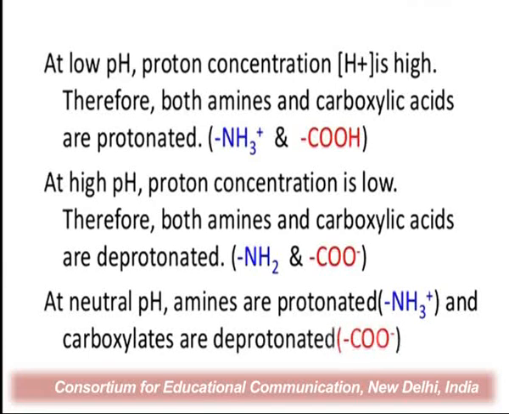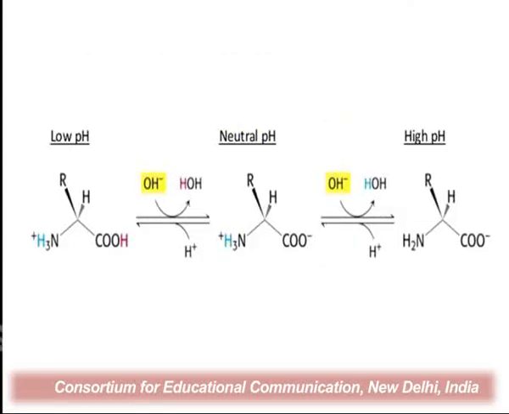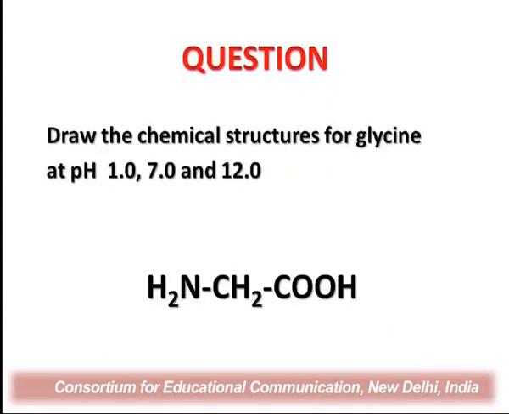At neutral pH, the amine will be protonated and the carboxylate will be deprotonated. So at this point, the amino acid will exist as a zwitterion. Now I've got a question for you here.